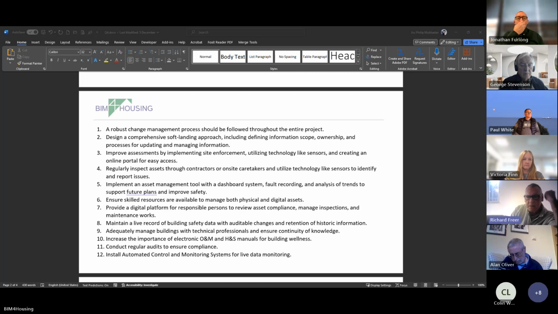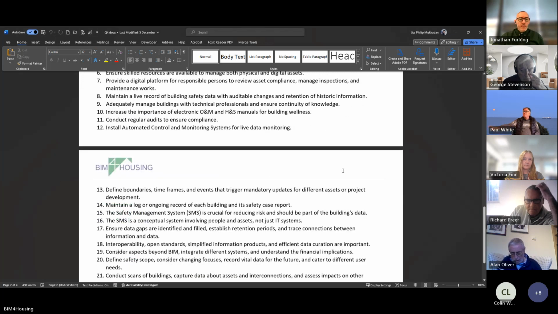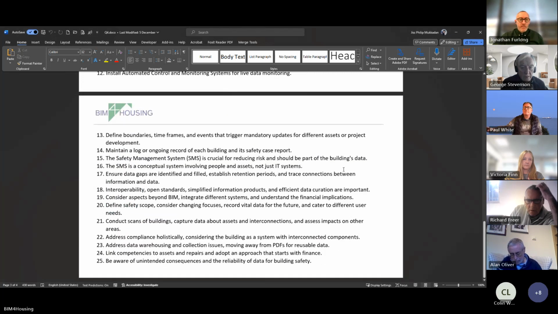Okay, can we scroll down? Because of what we were just talking about, if we look at number 22, this is about addressing compliance holistically. So considering the building as a system with interconnected components, which a couple of you have touched on over the last few minutes. So I thought it made sense to move down to that.